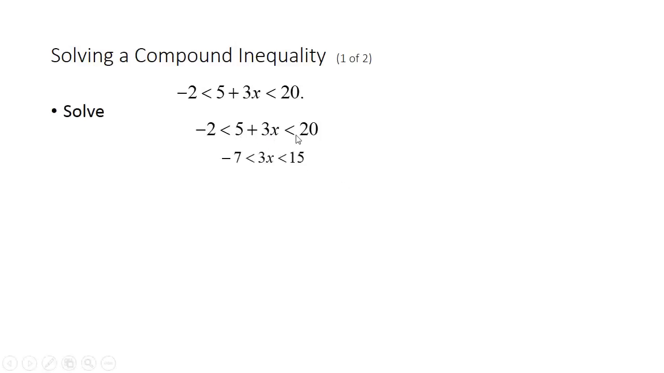So if I subtract 5 from each side, I get negative 2 minus 5, which is negative 7. 20 minus 5 would be 15. And then here you get 3x. If I divide each term by 3, then I see x is between negative 7/3 and 5. You can write it in interval notation.